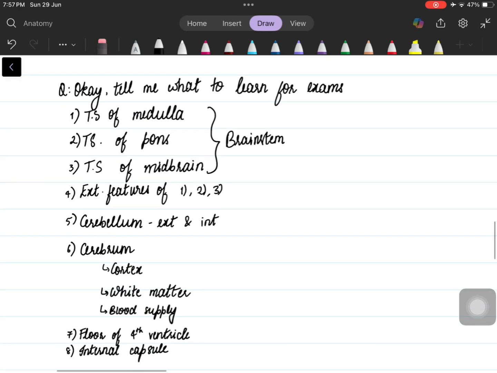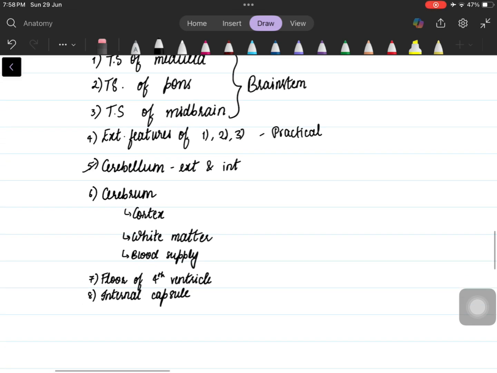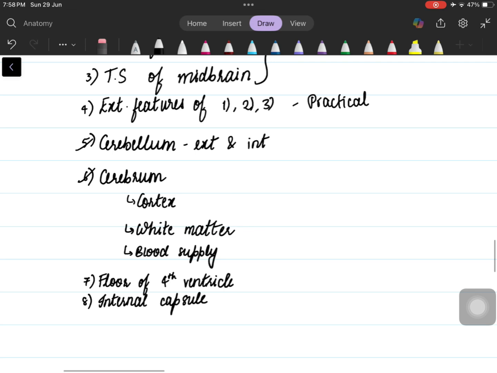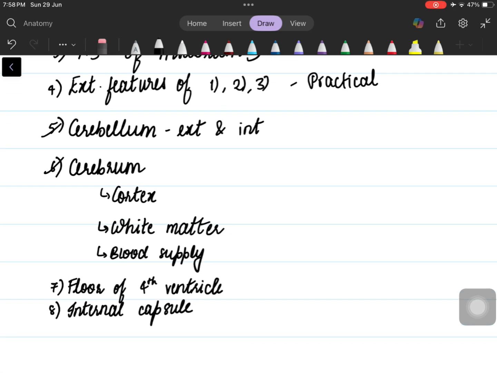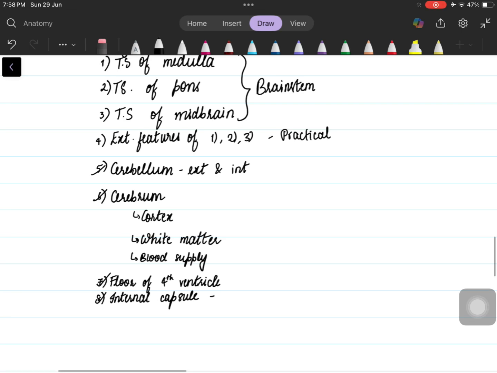Okay, tell me what to learn for exams. If I'm going to talk about professional exams or university exams, these are the topics according to me that are important. The transverse section of midbrain, pons and medulla, which constitute the brain stem, as you might know. External features, more for practical aspect, not so much for theory, but you can get MCQs. Cerebellum, external and internal features. Cerebrum, you need to know almost everything about it. The cortex, white matter, blood supply. Floor of fourth ventricle is an all-time favorite question. And of course, internal capsule, because this was asked in our university exam.